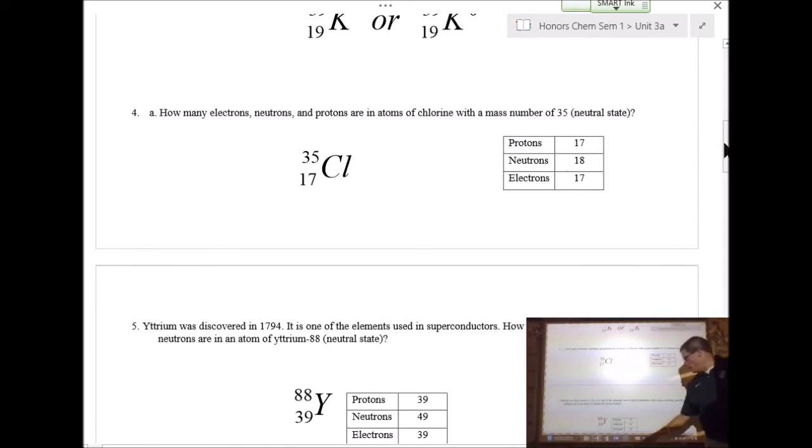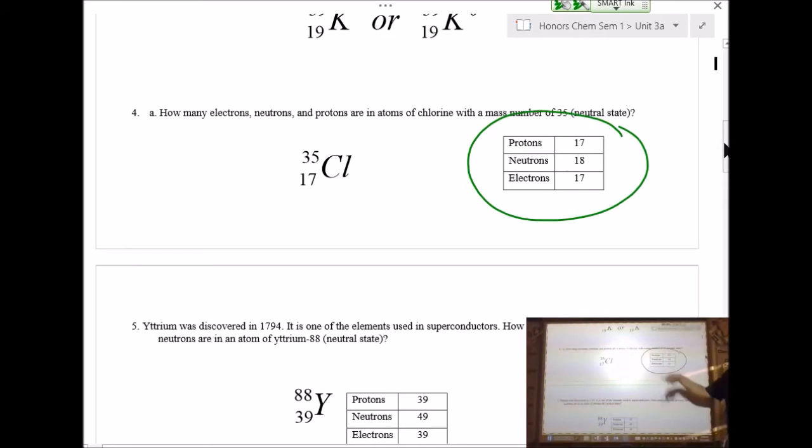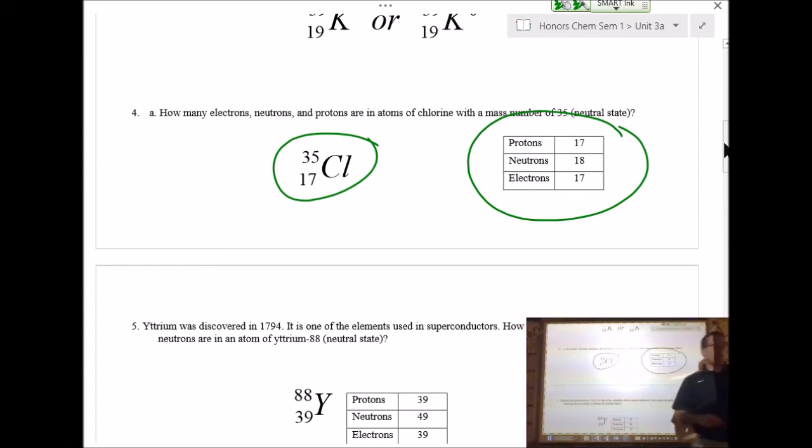Probably not a bad idea to every once in a while write down the information that you are given or that you think you have to help you write the symbol down correctly. Okay. Just like with the homework the other day where I had the running total of the protons, neutrons, and electrons. That'll keep you out of trouble.